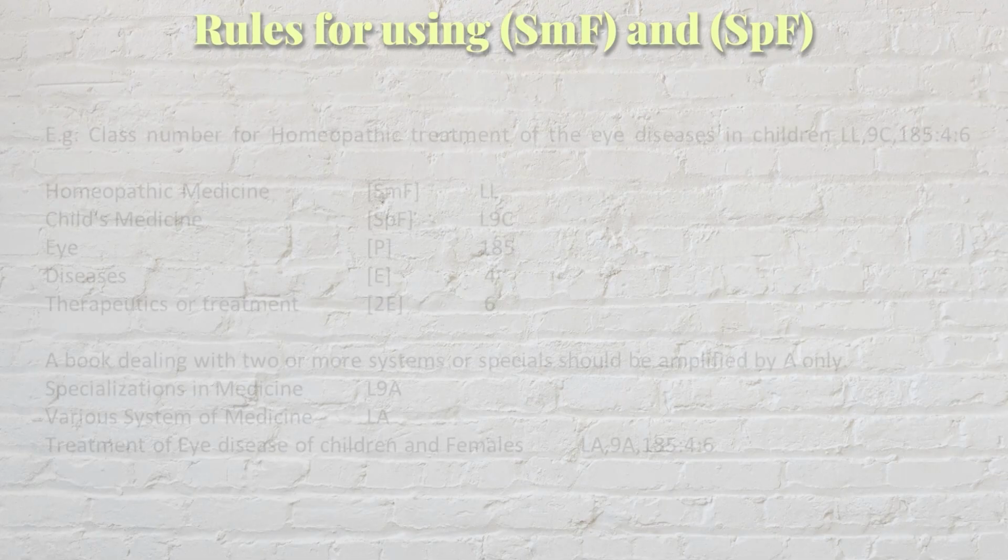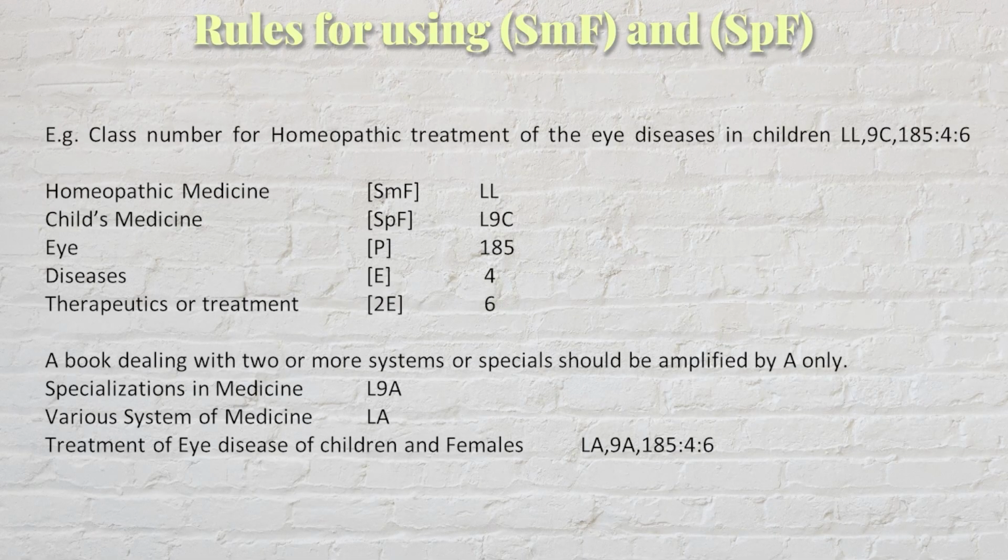Here we get an example, class number for homeopathic treatment of the eye diseases in children. Here main class is medicine and system facet there is homeopathic medicine denoted by LL notation. Then child's medicine is the special facet and it is denoted by L9C. Then the personality facet is I, and then diseases is the energy facet, and treatment is also the energy facet that comes in the second round. So the class number will be LL, both capital, comma 9C, comma 185, colon 4, colon 6.